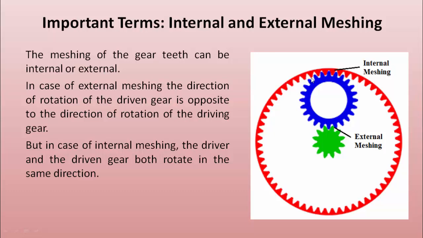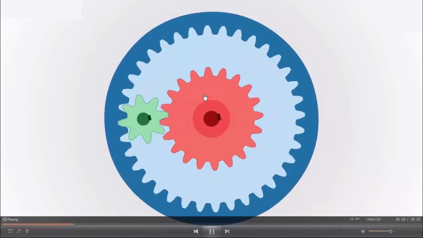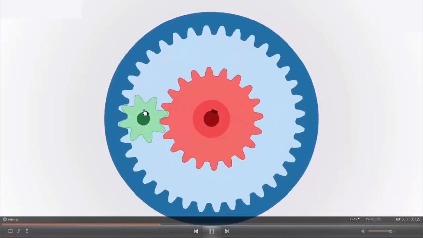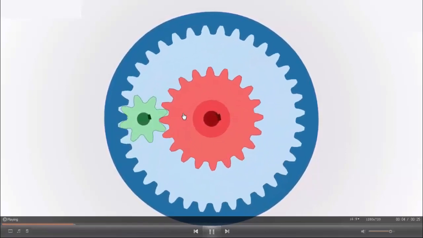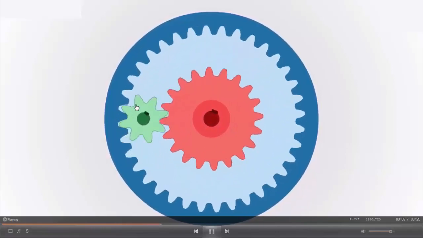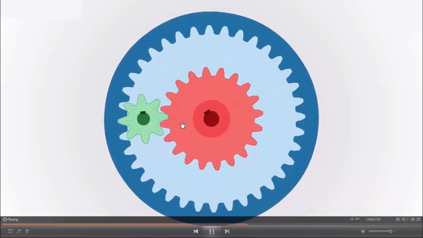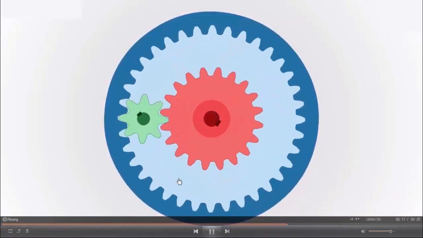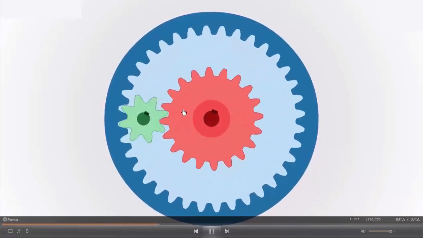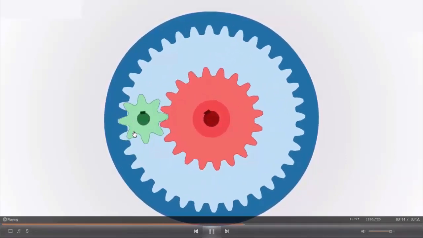To further understand this, let us look at this video. See, in this video you can clearly see that as red is rotating in clockwise direction, green is rotating in anti-clockwise direction. Red is rotating in the clockwise direction and red is meshing with green and green is rotating in the anti-clockwise direction. From this video we can clearly state that whenever gears are externally meshing, the direction of rotation of driver and driven is opposite. Driver is rotating in clockwise and driven is rotating in anti-clockwise direction.